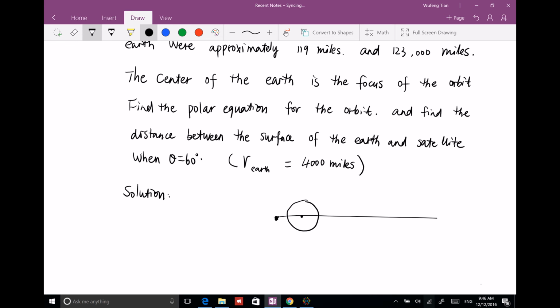The focus point is here, and this is the highest point, this is the lowest point. The lowest point is 119. The highest point is 123,000 miles. Okay, so we're going to draw the picture like this. So this is the satellite. It goes around this elliptic orbit. It's not like our ellipses, just consider this an ellipse.